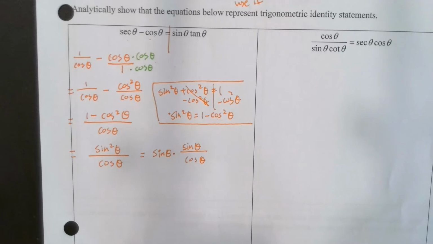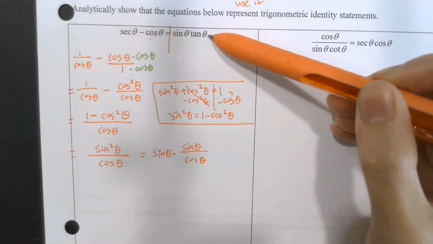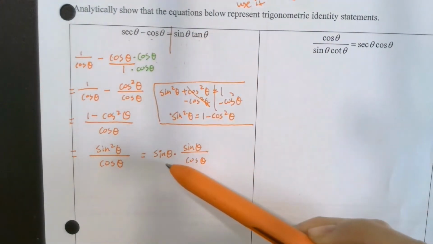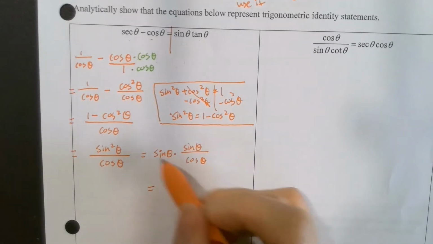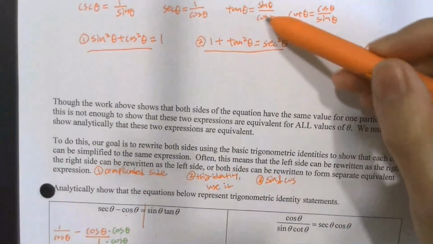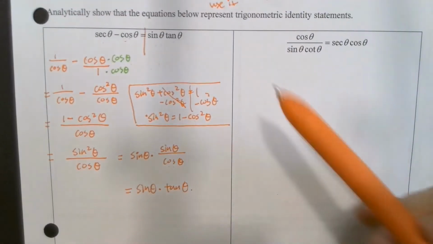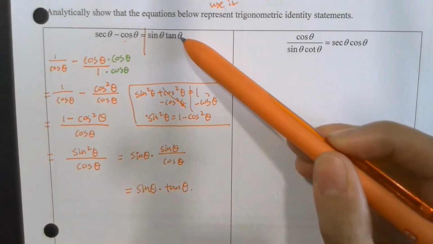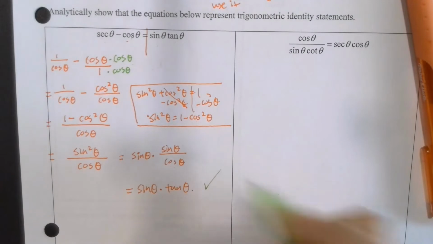Miss Major, can you explain why you did that again? Sure, because I want to get to sine times tangent as my final destination. That means I need to have a sine by itself, so I just separated it, left with sine theta times sine theta over cosine theta. Alright, now we're almost there. Alright, so sine theta times, what do you know about sine over cosine? Sine over cosine is tangent theta, so I put tangent theta. And guys, did we get to the final destination that we wanted to get to? Yes, we did. So you put a check mark and done.